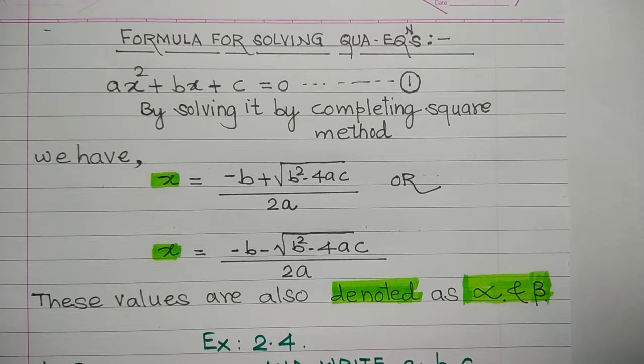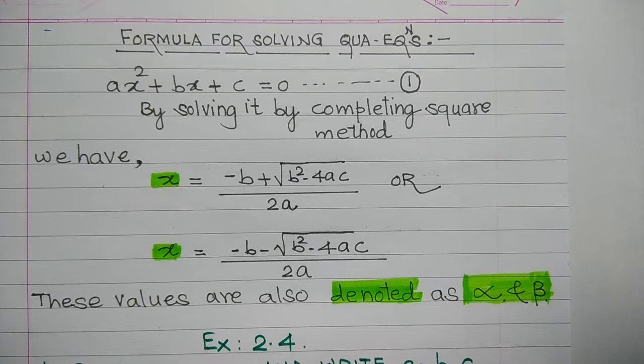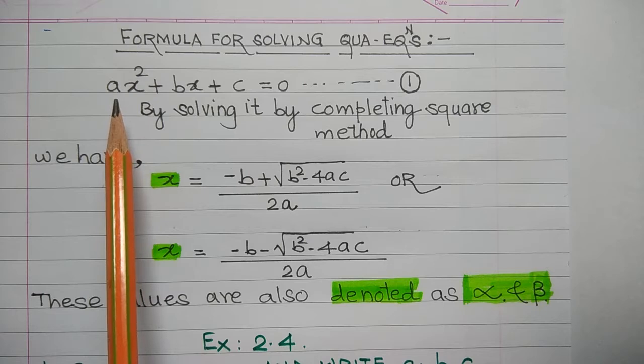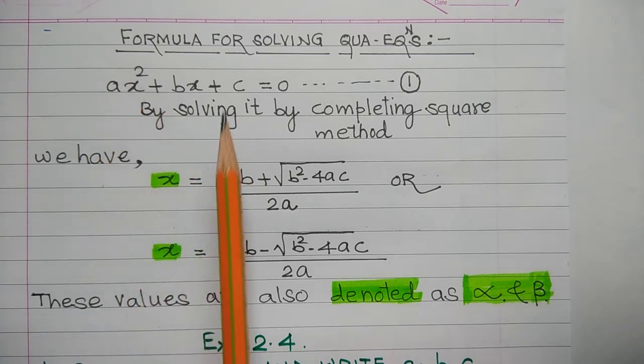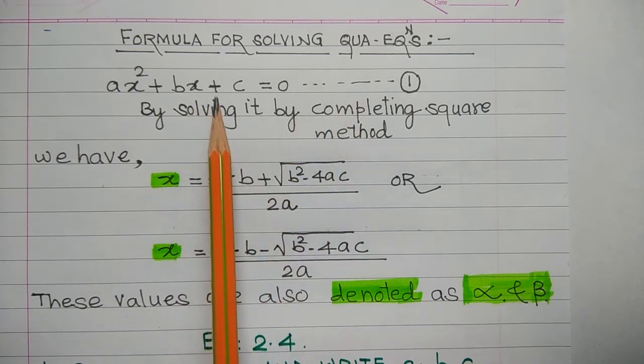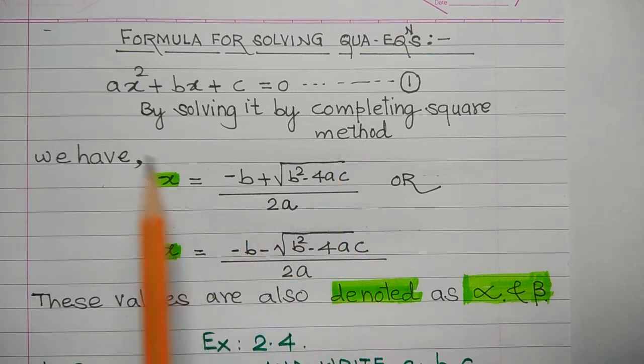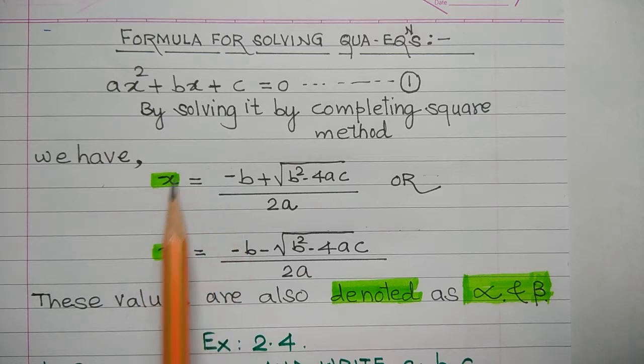So here we are with another method of solving quadratic equations, and that particular method is the formula method, where we have to find the formula for solving a quadratic equation. Now what is the standard form of a quadratic equation? ax square plus bx plus c is equal to 0. By solving this by the completing square method, which you have already studied, we get two values of x.